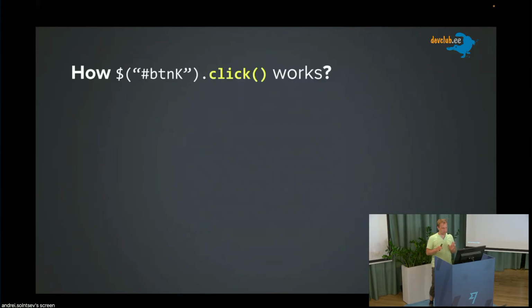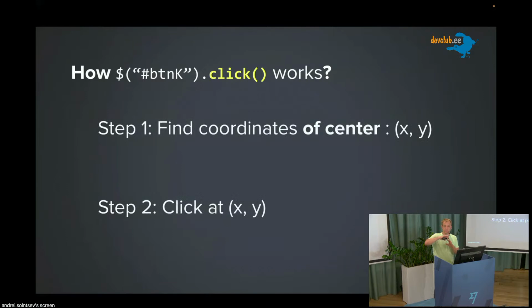And this is a little bit of theory. Do you really know how click works in Selenium? It's interesting, and actually it's the reason for many flaky tests. Click in Selenium works a little bit strangely. It works in two steps, and this is a problem. When you call click on some element, Selenium first of all finds the coordinates of the center point of this element, and second step, it clicks on these coordinates.